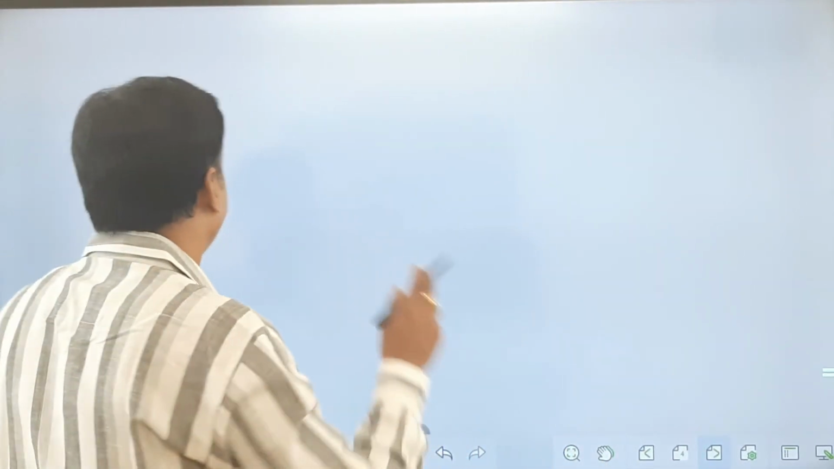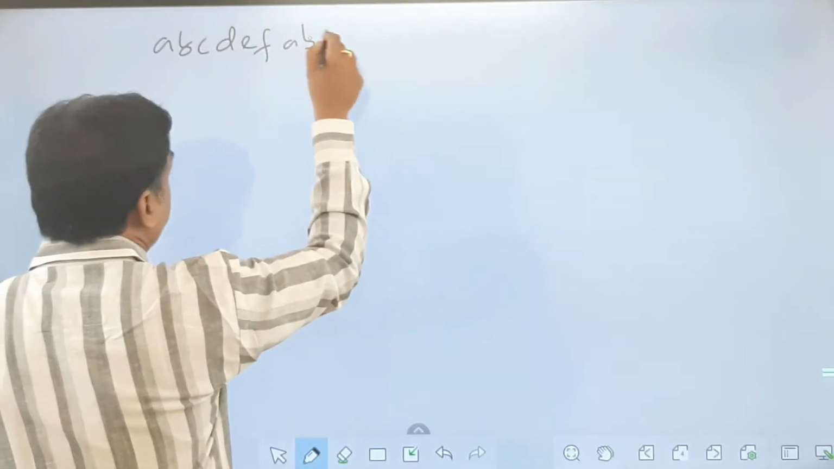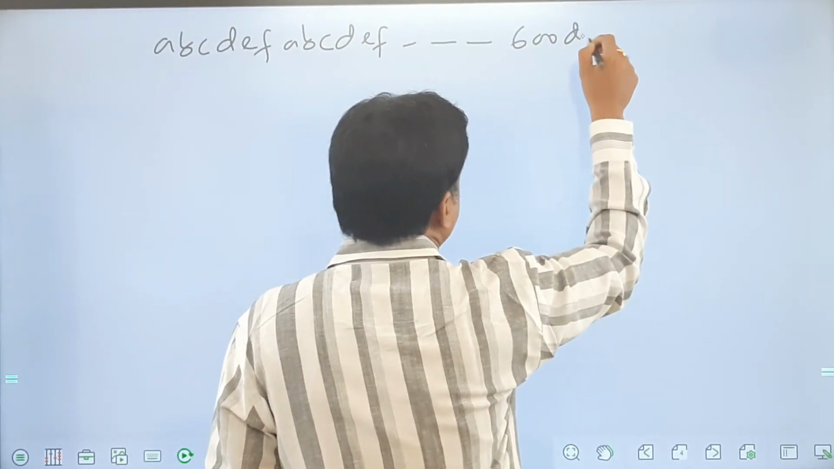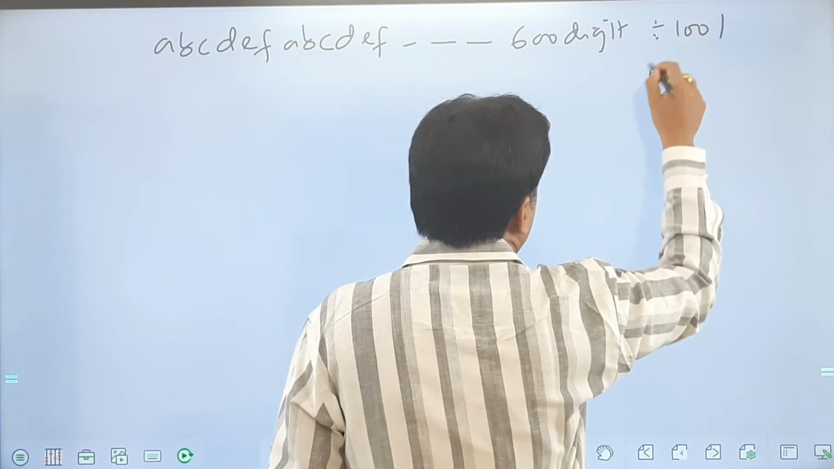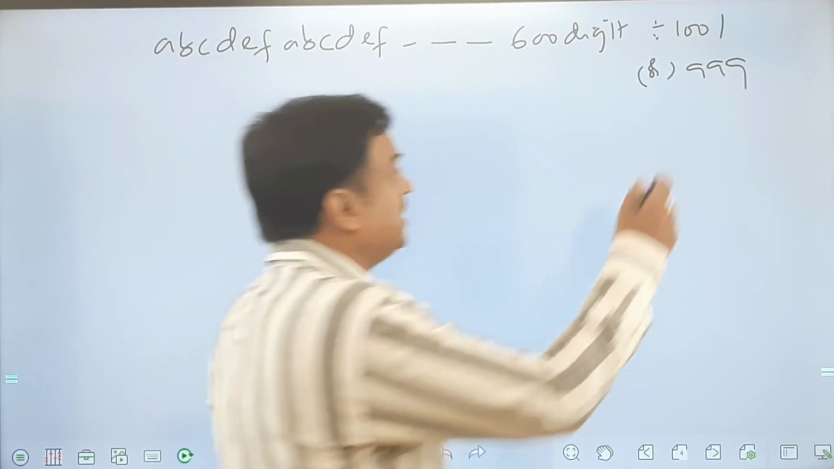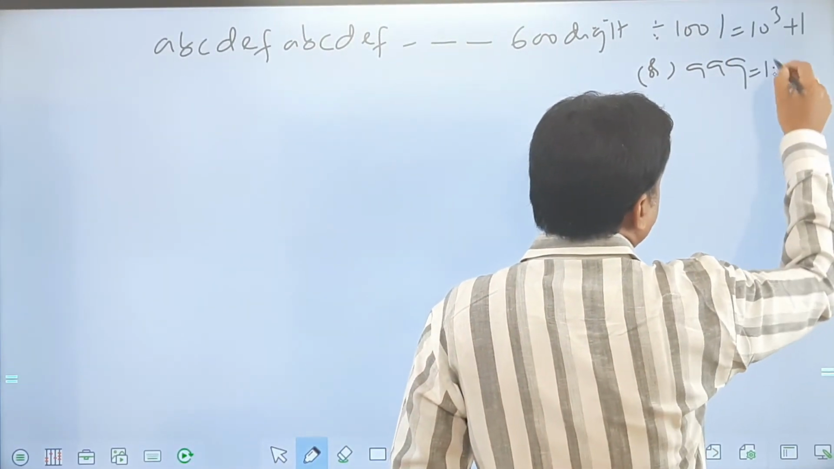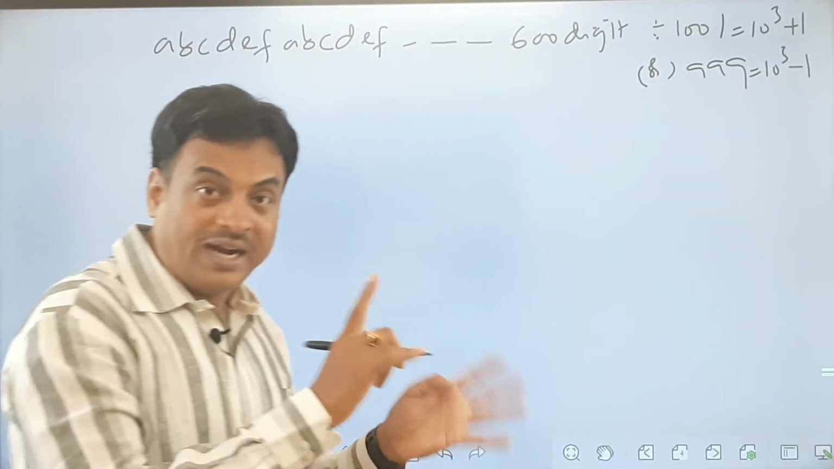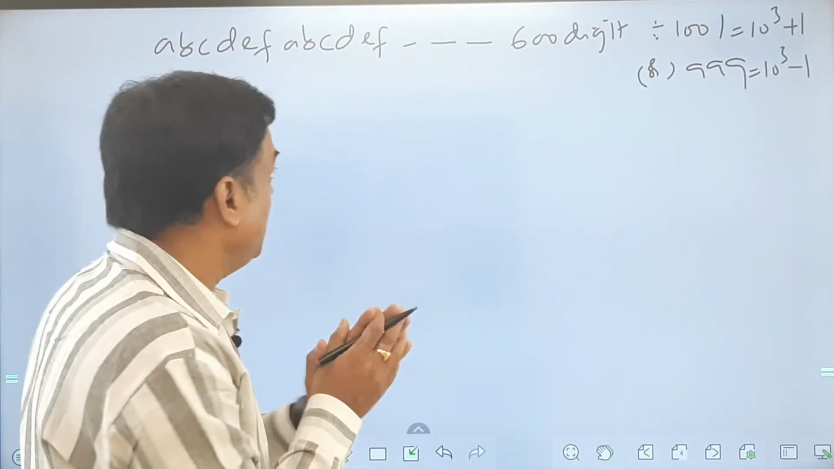This time I'll take some other divisors. Suppose we have A, B, C, D, E, F, A, B, C, D, E, F, and so on up to something like 600 digits. And the question is to divide with 1001 or 999. Again, you see this number is in the form of 10 to the power of 3 plus 1, and this number is 10 to the power of 3 minus 1 kind of number. The previous 101 and 99 also had a 10 power series plus 1, 10 power series minus 1 kind of numbers. Now what should I do?